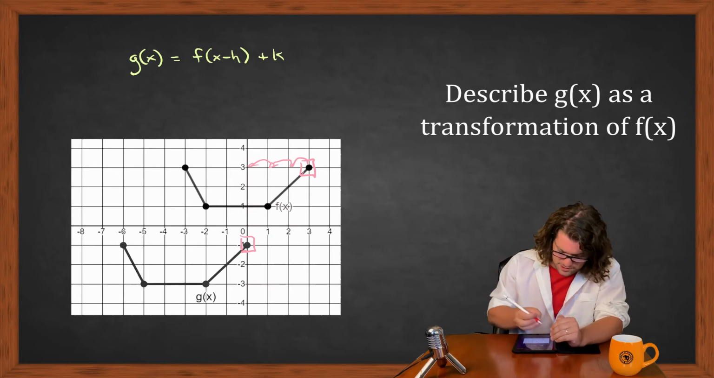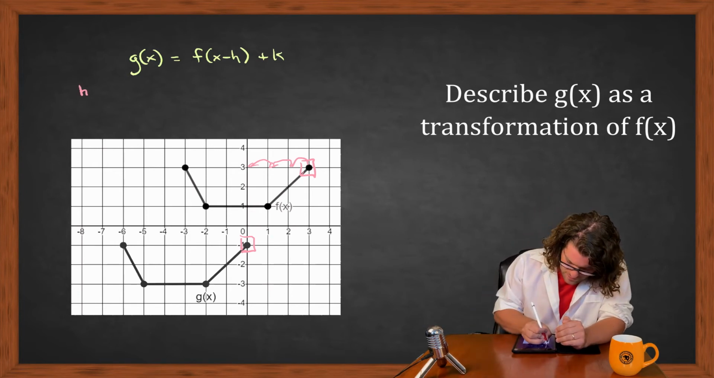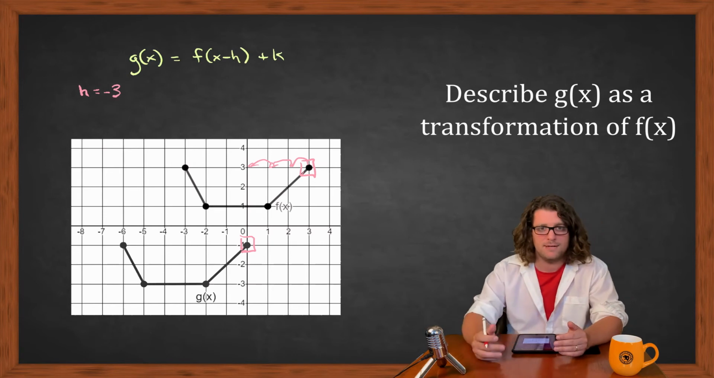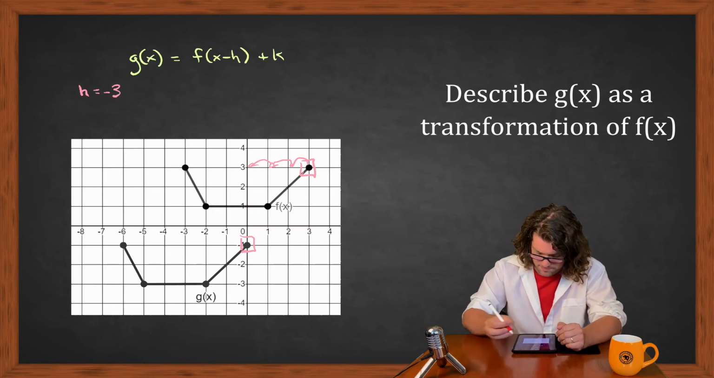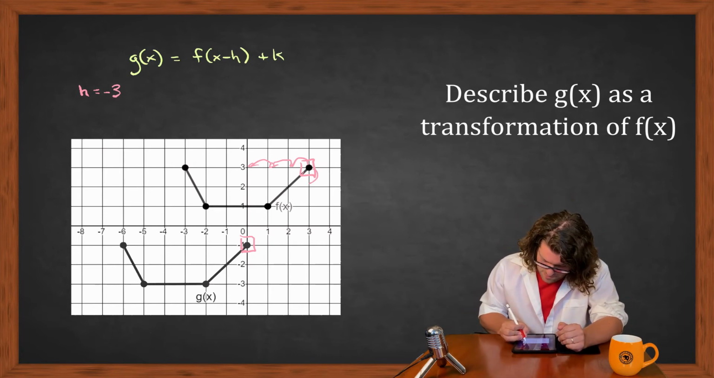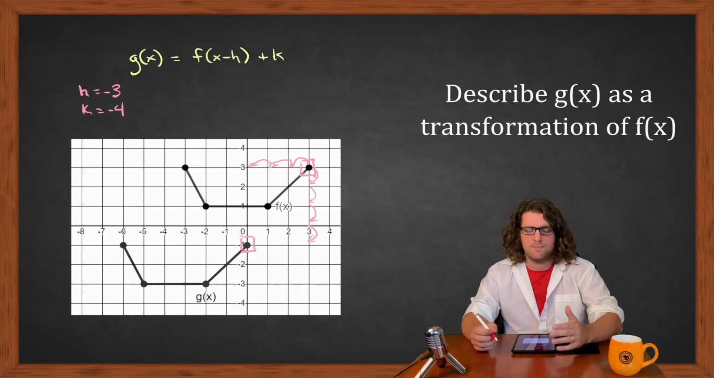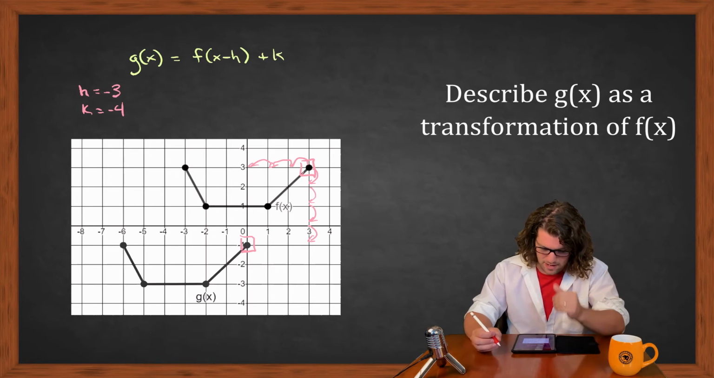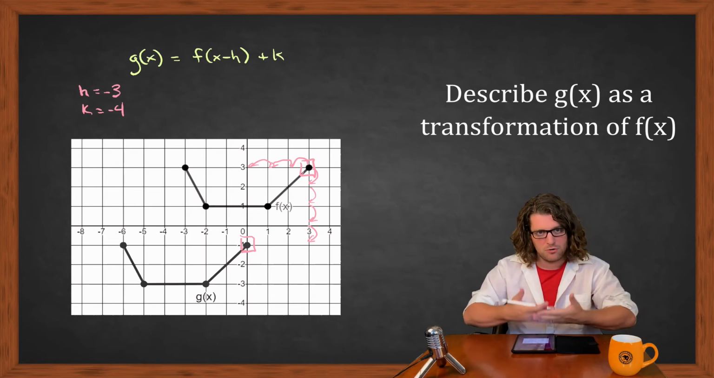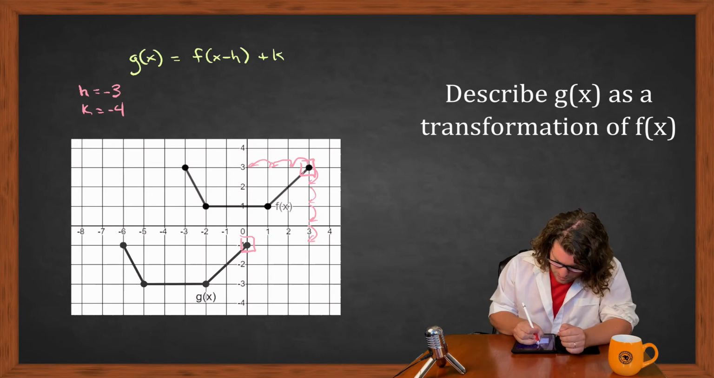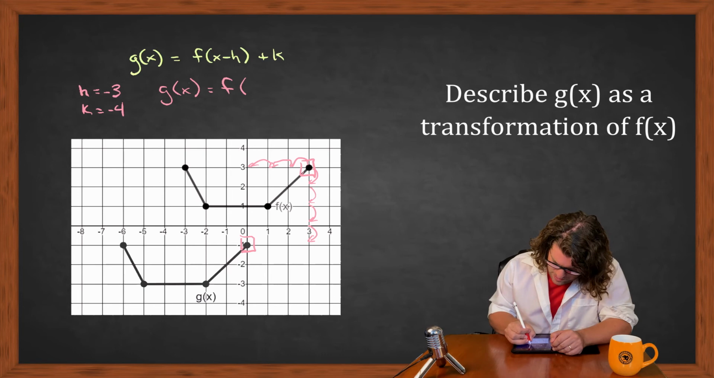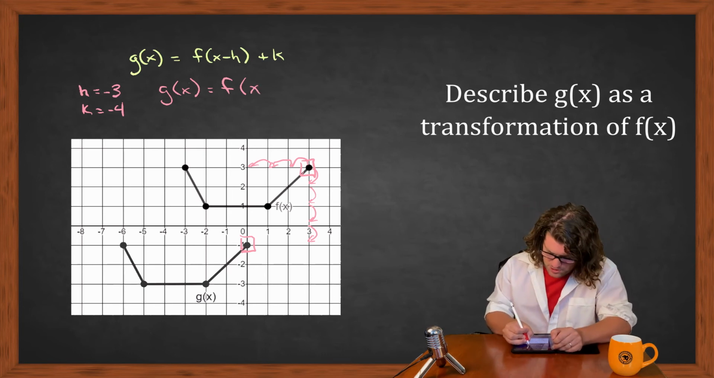So what that means in terms of a parameter is we have an h value of -3. I'm going to do the same thing vertically. So to get to the same spot vertically, that would be 1, 2, 3, 4 units down. So that is a k parameter of -4 as well. So when we put both the h and the k values into the generalized equation, it would look like this. So g of x is equal to f of x minus -3, which is an x plus 3.